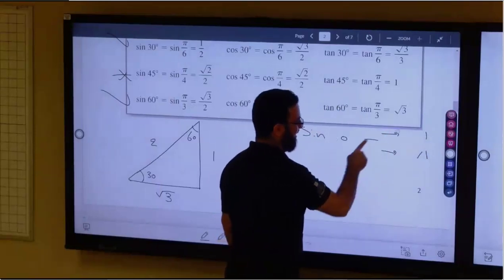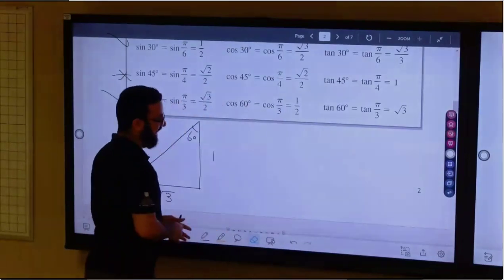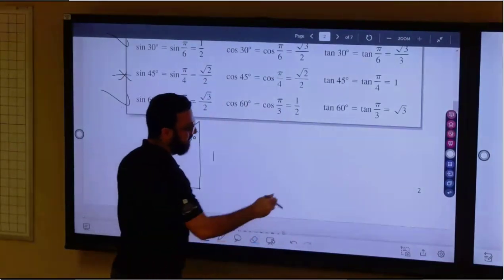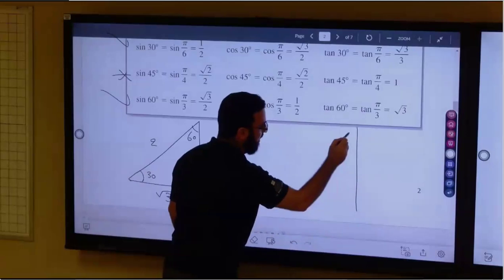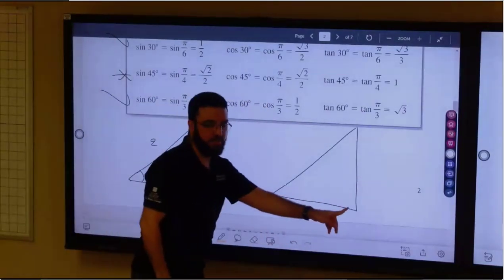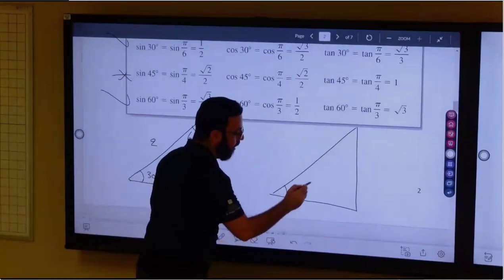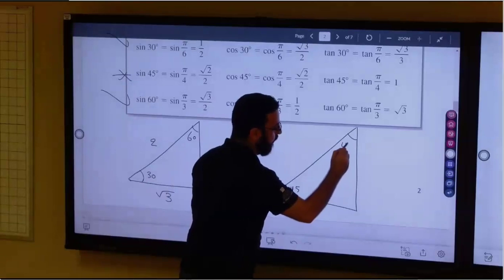Considering the base number. Do another triangle. How much is the angle here? 90. So if this is 45, how much is the angle here? Also 45.